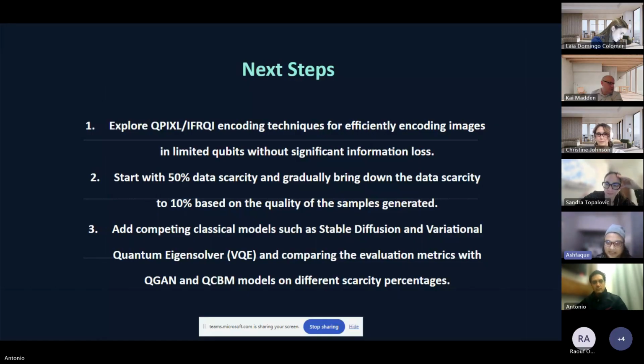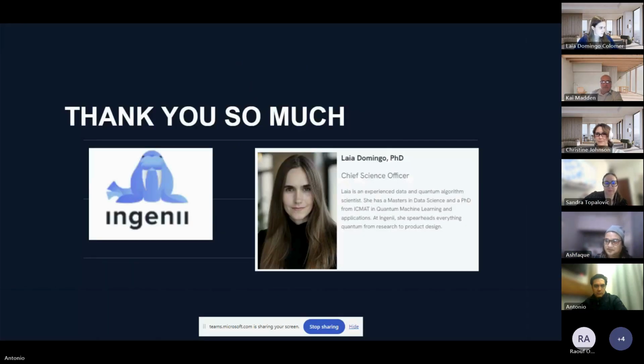I think I'll explore a few other classical options for the same set of data scarcity percentages, 10, 20, and 50, and then we'll compare it with our QGAN and QCBM models and get back definitely on the output. Thank you again, Dr. Leon.